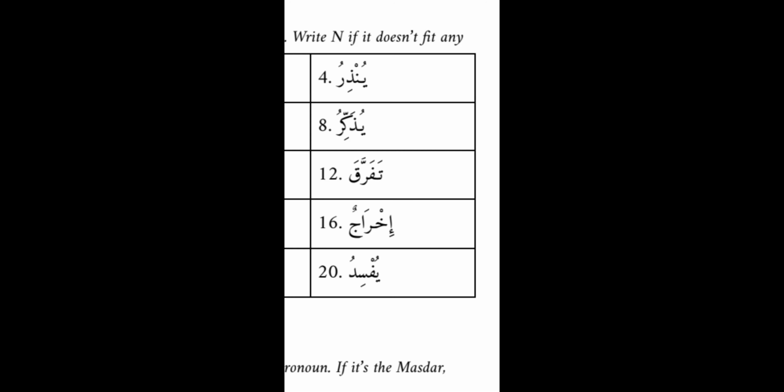Yudhakiru. Again, is it an ism or a fail? It is a fail. It is a present tense. Why is it a present tense? Ya beginning and u ending. Okay. And what family is it? It is the Allama family. Yes, because of the ya, we know it is one of the first three families. And which of those? It is because of the shadda, we know it is family 2. Yuallamu. Yes. Okay.